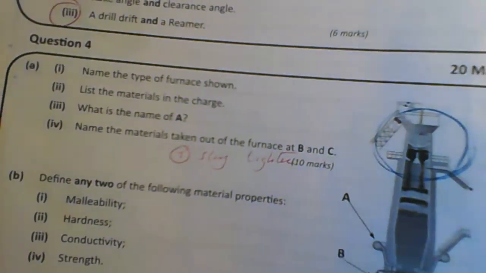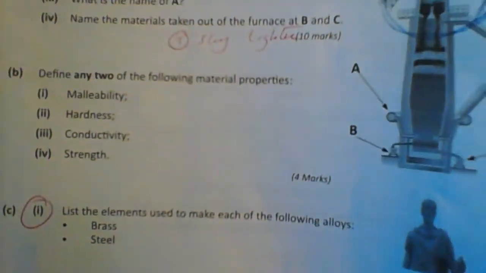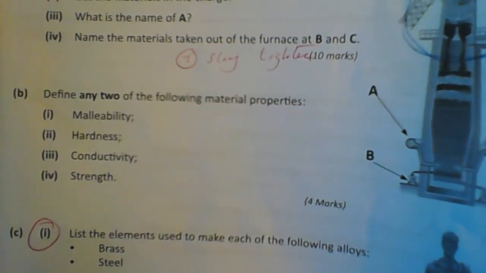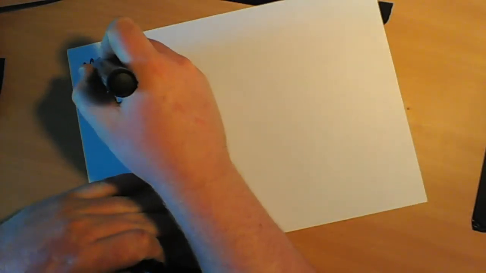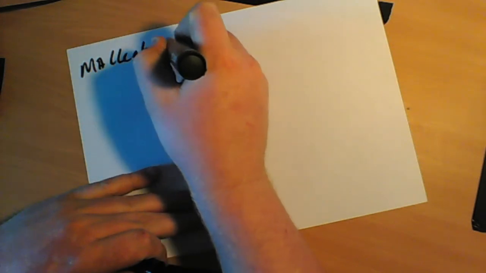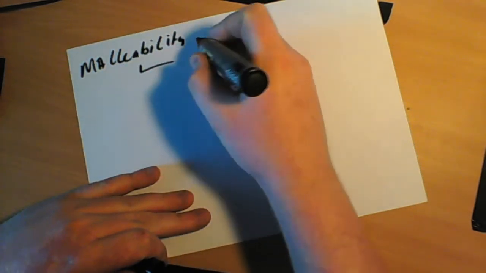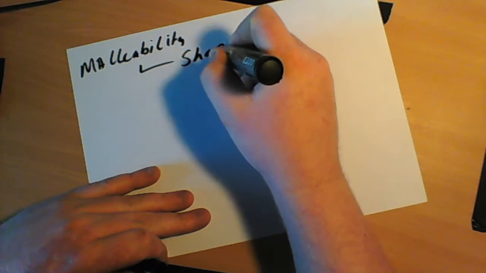Okay, so that's part A. That was worth 10 marks. The next one is to find any two of the following. I'm going to go through all 4. So the first one is malleability. Malleability is a material's ability to be bent in shape without breaking. So it can be forced into shape without breaking.